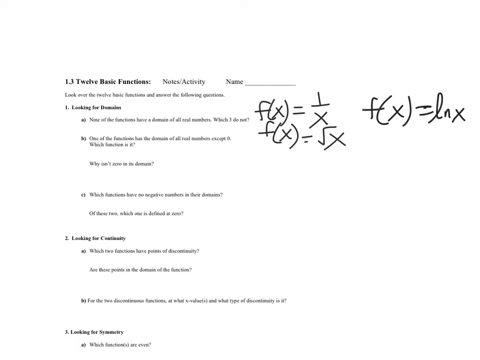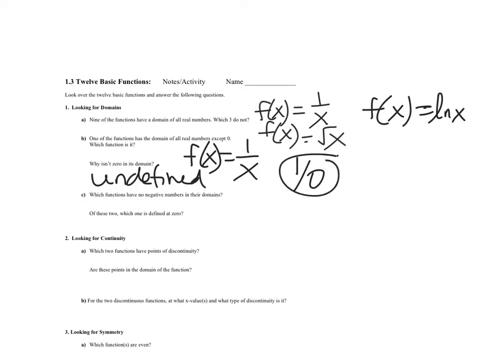Okay, part B. One of the functions has the domain of all real numbers except 0. Which function is it? Yes, the reciprocal function, which is f of x equals 1 over x. Why isn't 0 in its domain? Perfect. I love that answer. It would be undefined. We would plug in 0, and that is not allowed. 1 over 0. Undefined. Perfect.